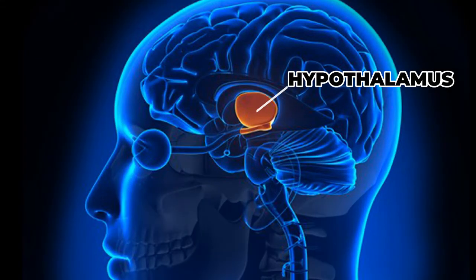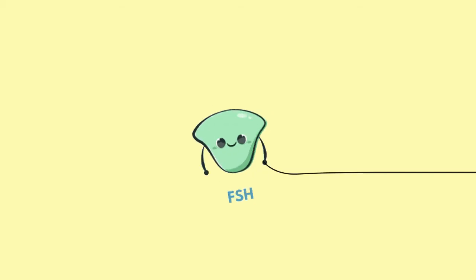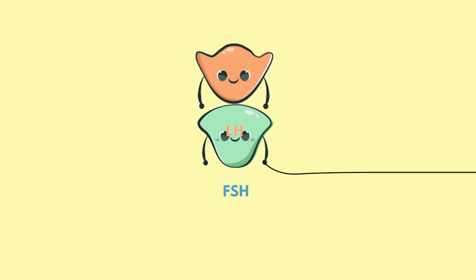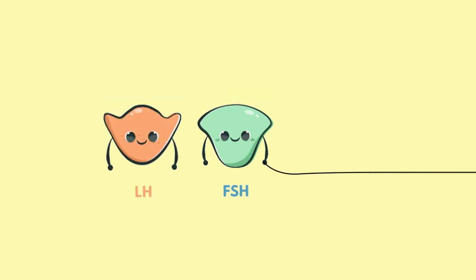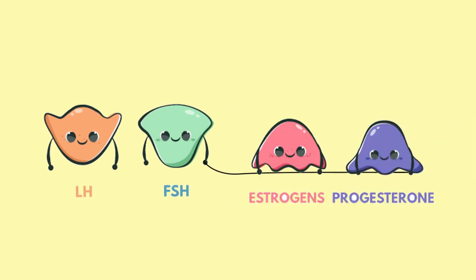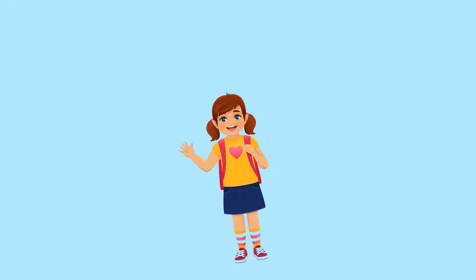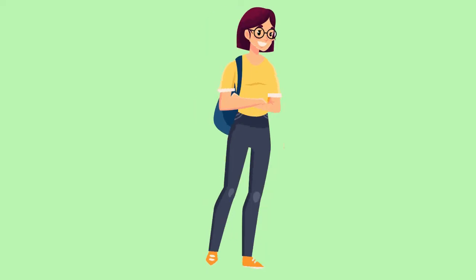The hypothalamus signals the pituitary gland to produce two hormones during puberty, the follicle-stimulating hormone and the luteinizing hormone, to stimulate the ovaries to produce the female sex hormones, which are estrogen and progesterone. Gradually, a girl's body starts changing into a woman's body.